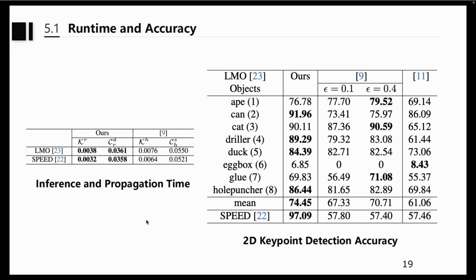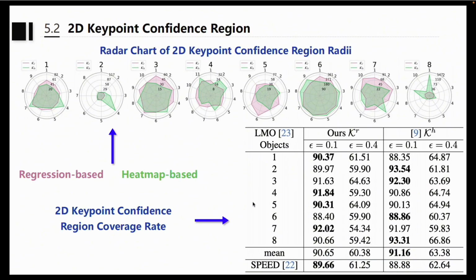Our method is significantly more efficient, with a lower inference and propagation time. Furthermore, we achieve superior 2D key point detection accuracy, outperforming competing methods. Regarding the 2D key point confidence regions, our method's empirical coverage rate is approximately equal to 1 minus epsilon. Meanwhile, our approach doesn't produce the overly large confidence region radii typical of heatmap-based methods.